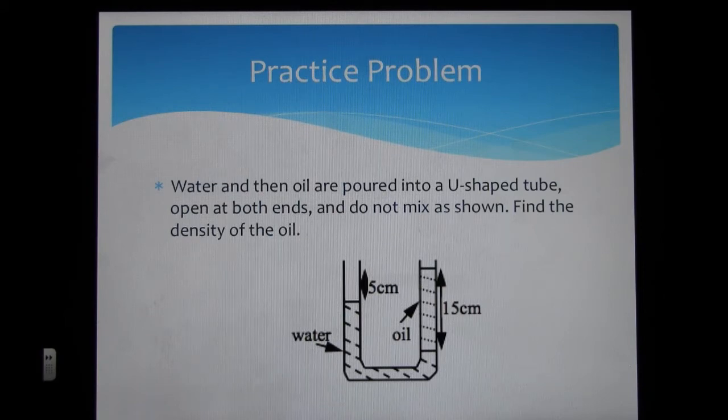Here's another example. Water and then oil are poured into a U-shaped tube, open at both ends, and they do not mix, as shown in the diagram. Find the density of the oil. Pause the video for time to work on the solution.